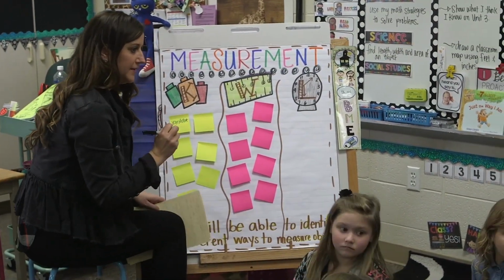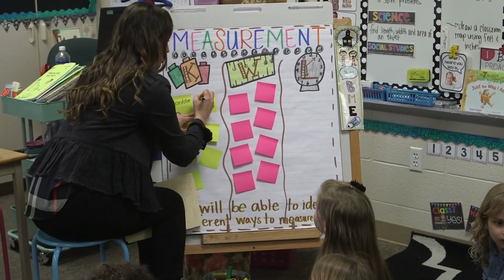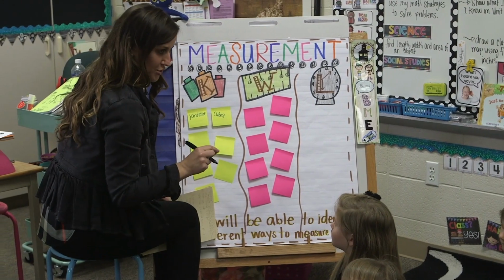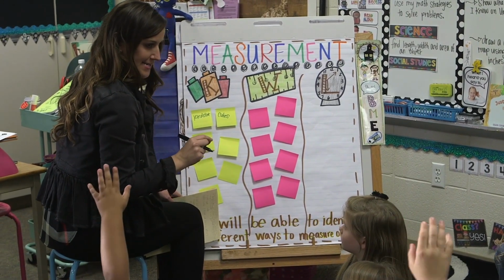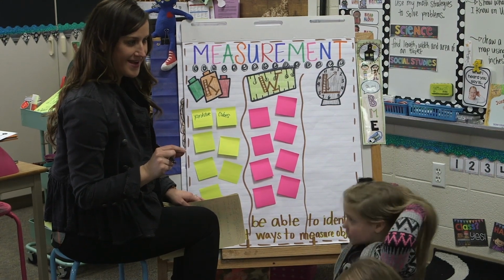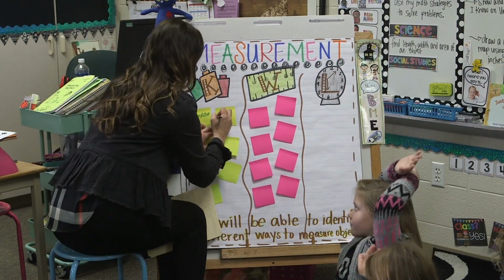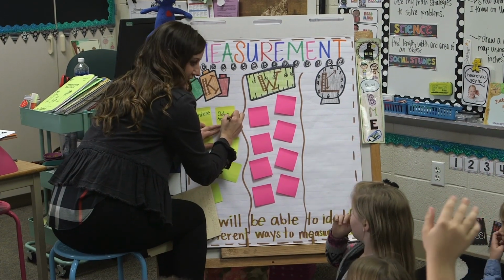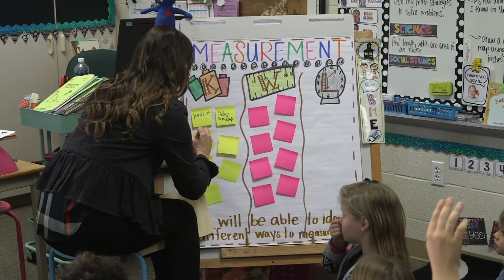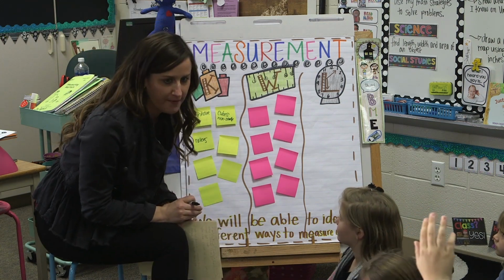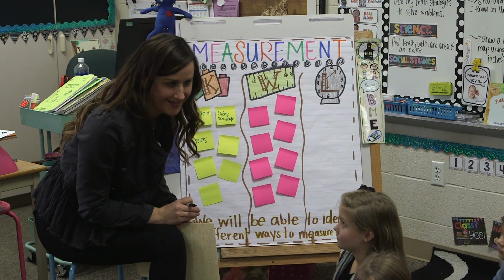Brianna? You can use cubes. Oh, I love that you said cubes. And do you know when we use cubes, what kind of units do we say we're measuring in? Standard or non-standard? Non-standard. Yes. A ruler. We use rulers. And when we use rulers, friends, what kinds of units do we use when we record our measuring with rulers?